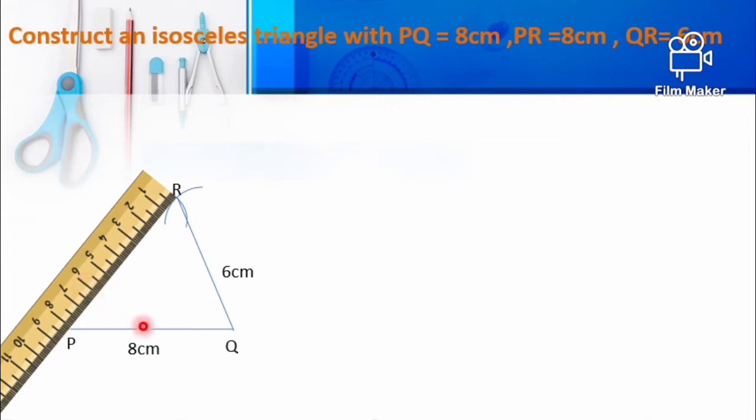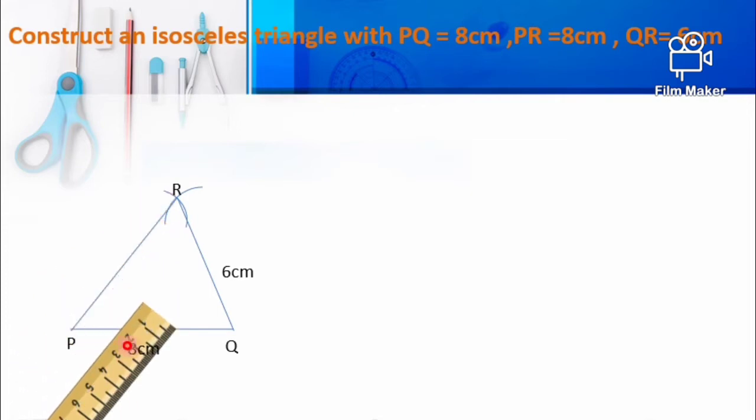It means two sides are equal. Now we have two equal sides. PR is of 8 centimeter and PQ is of 8 centimeter. Now this is an isosceles triangle with two equal sides.